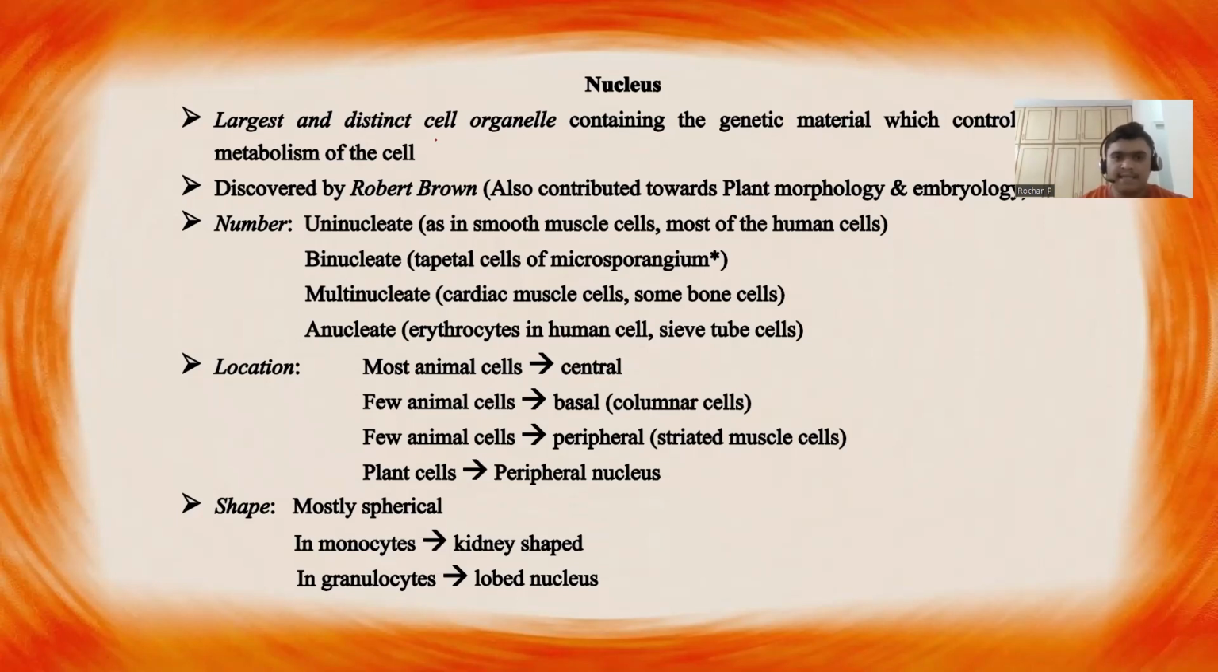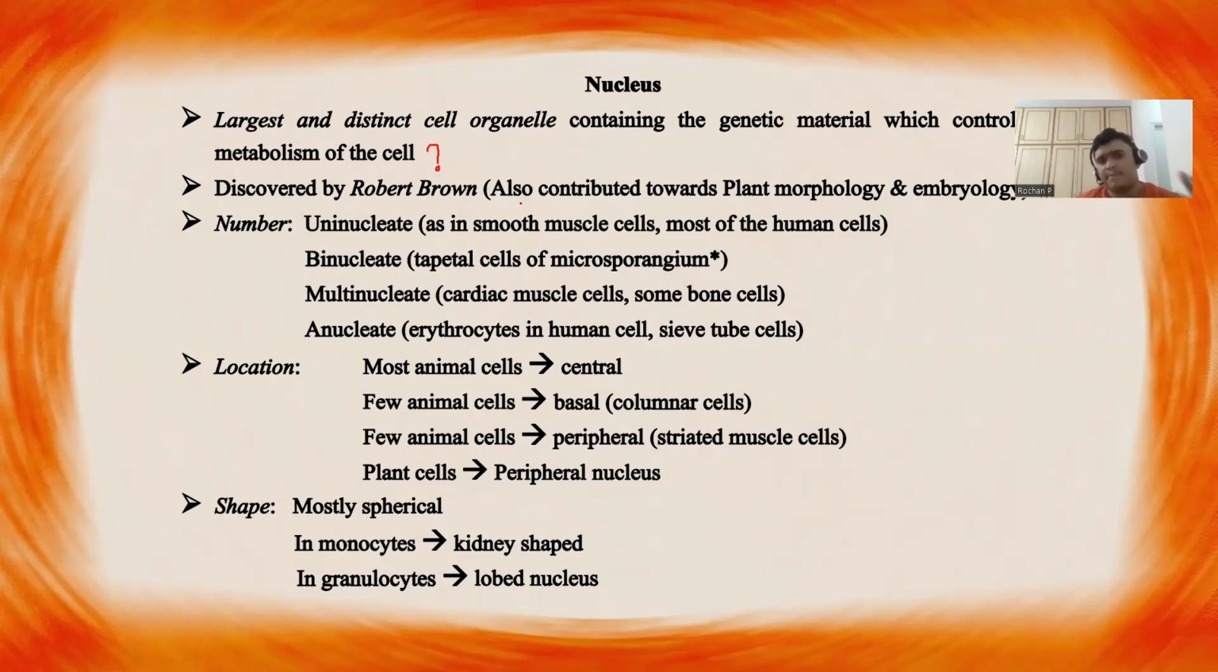When I say nucleus controls the metabolism of the cell, how does the nucleus control metabolism of cell? This we will look at in the function of nucleus when we go to the end of this recording. Okay. Now coming to the discovery part. Who discovered nucleus? Nucleus was discovered by a scientist called Robert Brown. He also contributed towards plant morphology and embryology. He has also given his studies in those morphology and embryology.